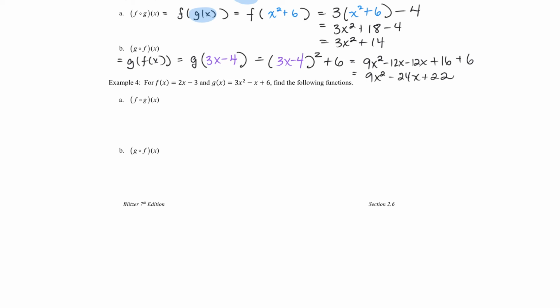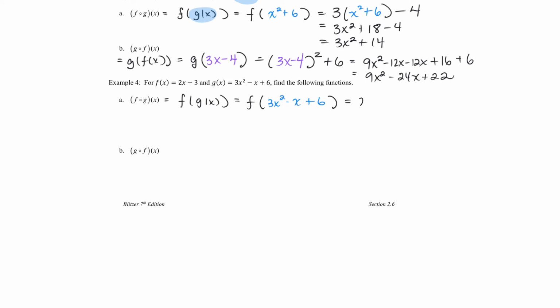Now let's look at another example. For f of x equal to 2x minus 3 and g of x equal to 3x squared minus x plus 6, find the following functions. So again, I'm going to write f of g of x. f of g of x is f of 3x squared minus x plus 6, equals, now what is the rule for f? 2 times the input, whatever it is, minus 3.